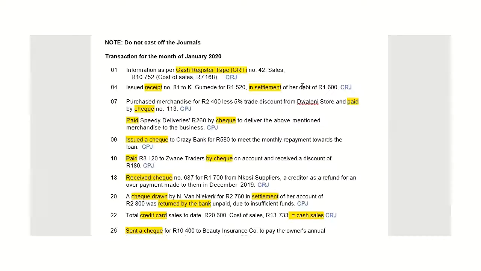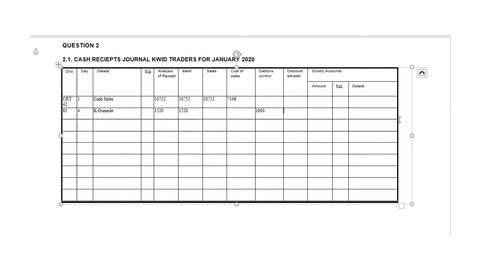And the discount will then be the difference between what he owes and what he pays, because they tell me he settled it. If they tell me settle, it means whatever he owes must be zero after this payment. He owed 1,600, but he only paid 1,520. So that difference is 80 Rand. And that 80 Rand is then discount allowed. So I'll put it under discount allowed. So in part 2, we'll look at the other transactions.